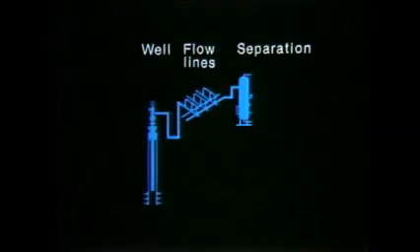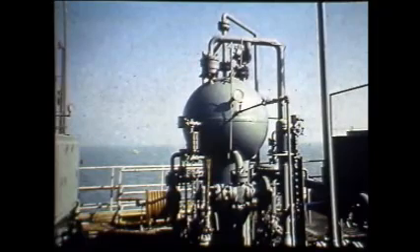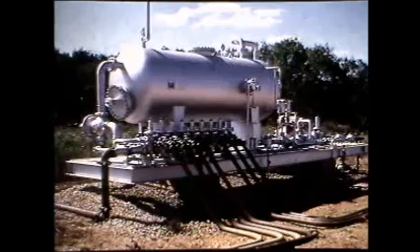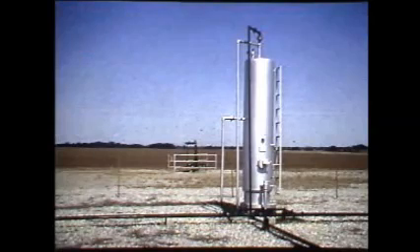Normally, a separator is the first piece of production processing equipment that the produced fluid stream encounters. Its purpose is to separate the gas and liquid phases. Separators are usually classified by physical shape. For example, we might have a spherical one, or a single horizontal one, or a double-barrel horizontal one, or a vertical one.